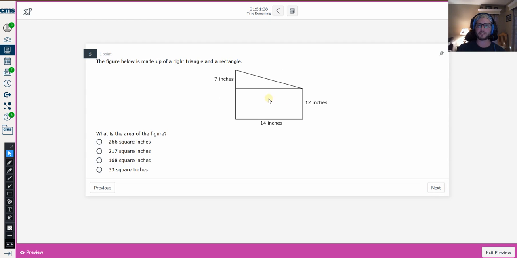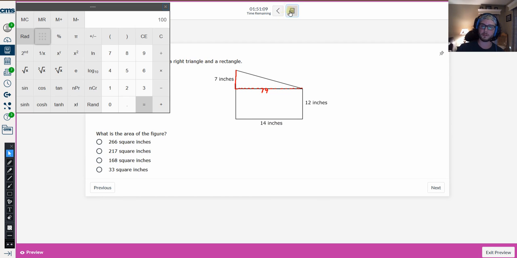Number 5, just like the last problem, but a little bit easier even. What we did here is we got a rectangle that has a base and height, 14 and 12, and a triangle. And the triangle already tells us the height, and we can see what the base of that triangle is going to be as well. The base of that triangle is just going to be 14, because it is the same as the base of the rectangle. So, for the rectangle piece, we're just going to do the base, 14, times the height, 12. So the rectangle is 168 square inches.